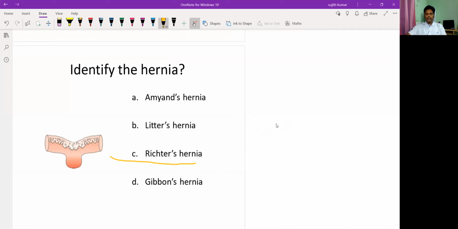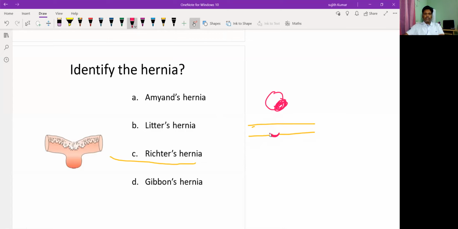What is Richter's hernia? It is nothing but a hernia in which a part of the circumference of the bowel will be involved. That is called a Richter's hernia. The typical example: only a part of the bowel wall. If you take the circumference of the bowel, only some part will be involved. A part of the wall will be involved.